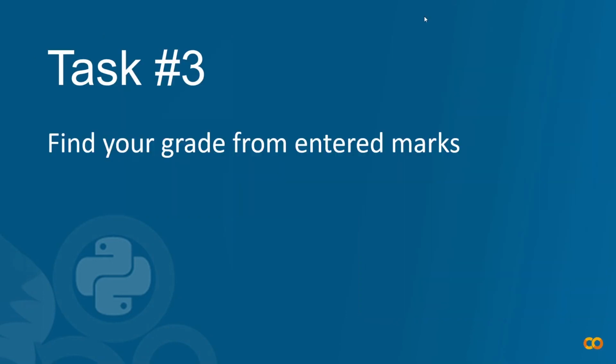Next we have a task, and the problem statement is find your grade from entered marks. First of all we have to take input from the user, that is the mark, then compare it with some discrete values, and then predict the grade. For example, from 90 to 100 will be A grade, and then 80 to 90 will be B grade, and so on. For that we have to use comparison operators. So let us go to Google Colab and code there.